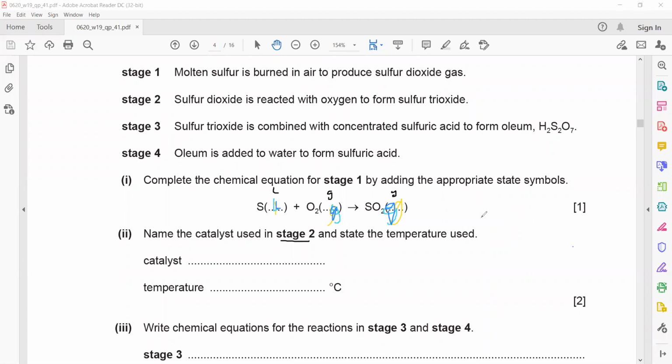What is the temperature used for this reaction? It's 450 degrees centigrade. So you have to learn these reactions and memorize these reaction conditions.